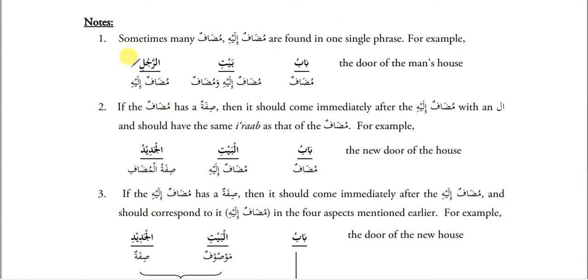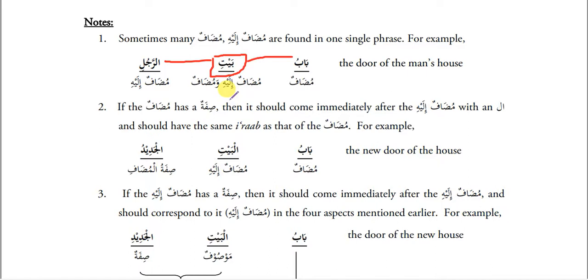Okay, now we have some notes. Sometimes many muzaf ilayh are found in a single phrase. For example, babu baiti ar-rajuli, the door of the man's house. So here we have more than two. Babu is muzaf, and just after muzaf we have muzaf ilayh, so baiti is muzaf ilayh. But we have also another muzaf ilayh, that is ar-rajuli. So for this muzaf ilayh, baiti will be muzaf, and for the first muzaf, baiti will be muzaf ilayh. Understood? One word is becoming muzaf as well as muzaf ilayh: muzaf ilayh for the word before, and muzaf for the upcoming word.